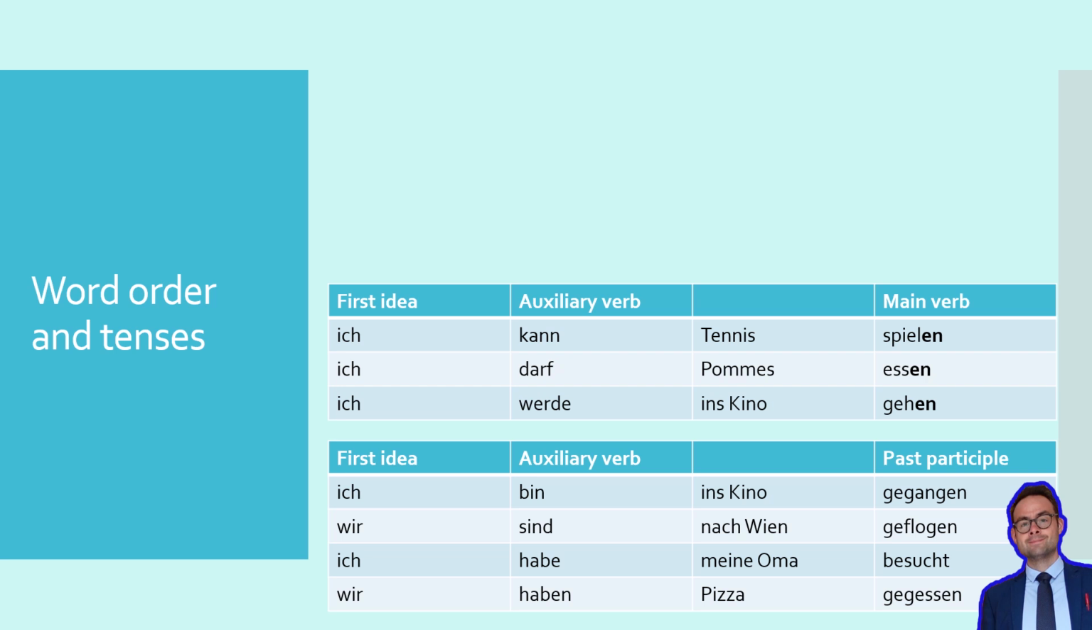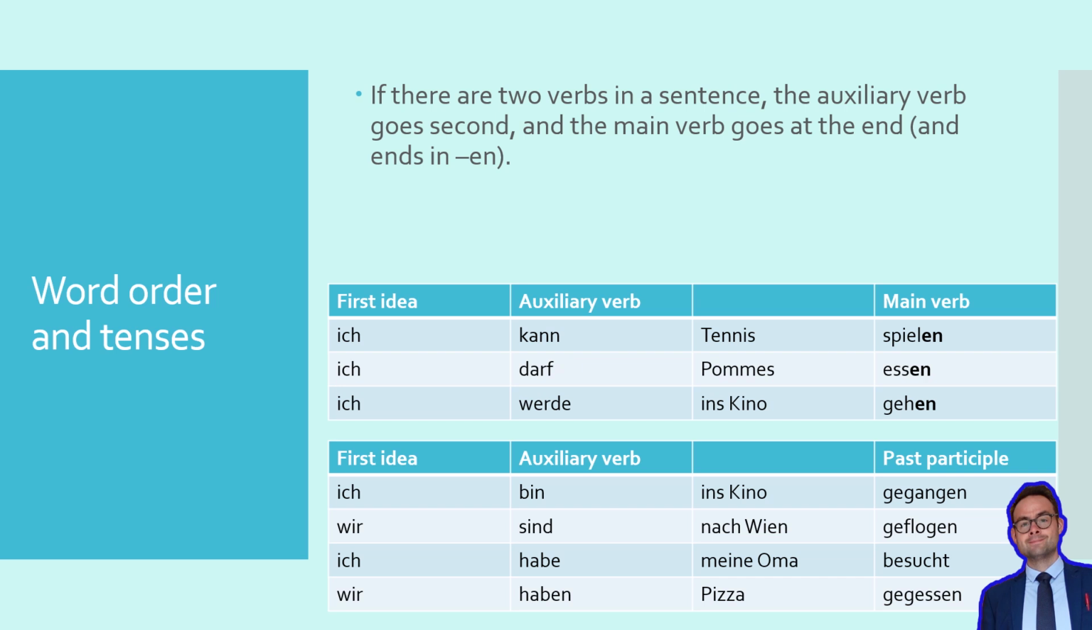So when we're talking about word order and tenses, German is just a logical, very structured language. The verbs have to go in their rightful place. So if there are 2 verbs in a sentence, an auxiliary verb, so for example, kann or darf or werde, they're auxiliary verbs because if you have them just on their own, it's not going to make sense. I can tennis or I will cinema doesn't make sense without a main verb. And then the main verb is always at the end in its infinitive form, which for the majority of verbs means they're going to end in en.